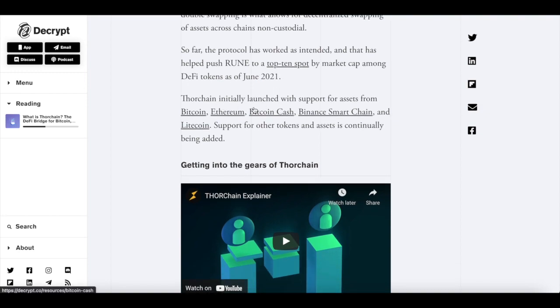So THORChain initially launched with support for assets from Bitcoin, Ethereum, Bitcoin Cash, Binance Smart Chain, and Litecoin. Actually, that's really good because I really do like Litecoin.